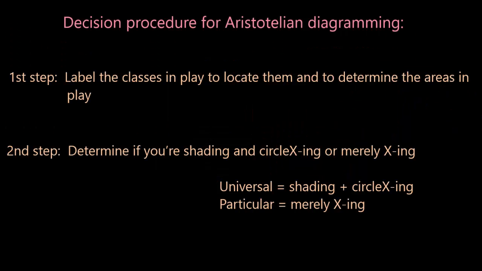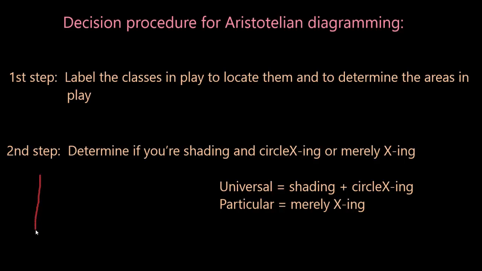What I want to do in these next couple of slides is just give you a procedure, a decision procedure for Venn diagramming from the Aristotelian standpoint. And the point of these steps is if you follow them and you follow them correctly, it will output the correct answer for you. So it might be useful to have these in your notes so that when you're doing your homework, you can refer to them to make sure that you're doing this correctly. The first thing that I suggest is that you label the classes in play to locate them and determine the areas that are in play.